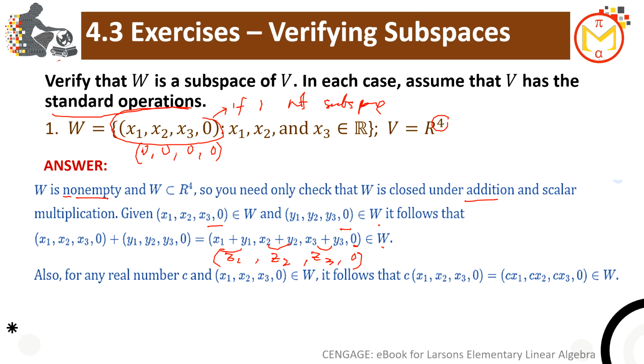So for any real number c, when you multiply, the last term here will always be 0. And again, you can have c as 0, no? And still, it belongs to W. Okay, so this is a subspace.